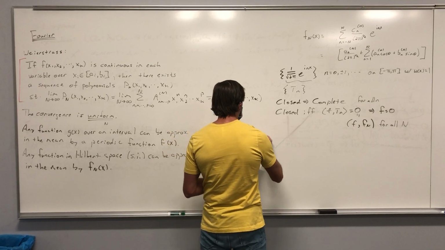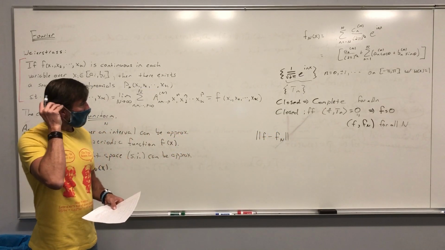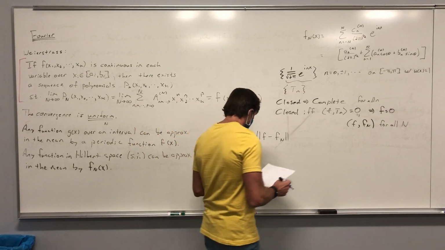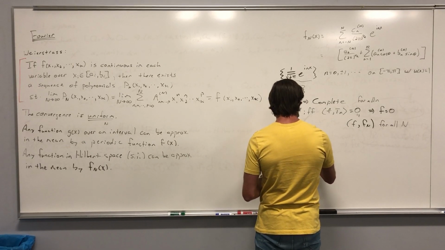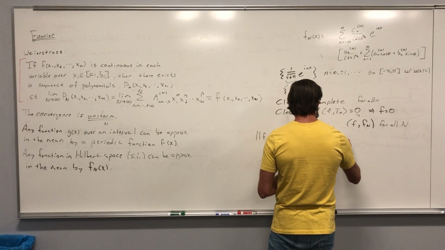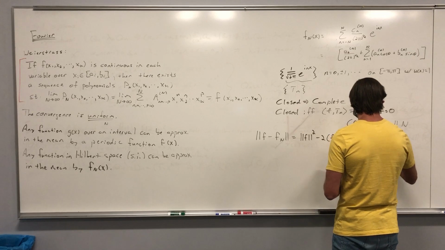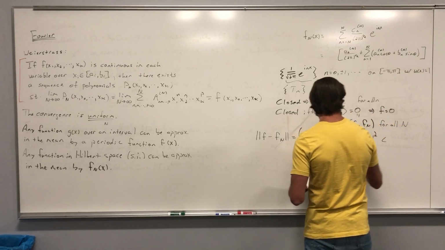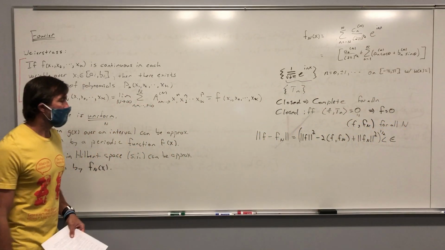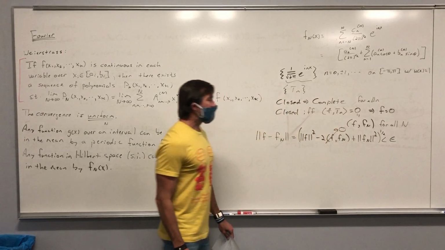Now, what we can consider is the magnitude of the difference between the function we're approximating and these Fn trigonometric functions. Well, this is going to be f squared minus 2 f Fn plus Fn squared, all to the 1/2, is less than epsilon. That's 0.